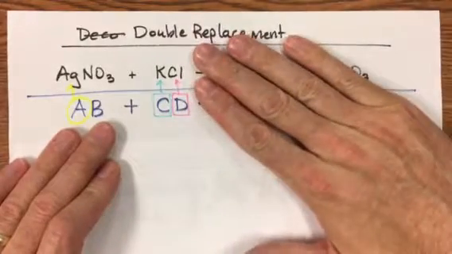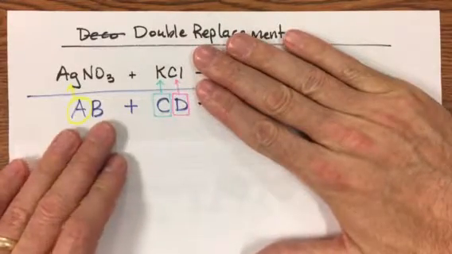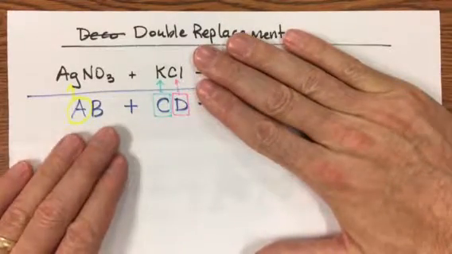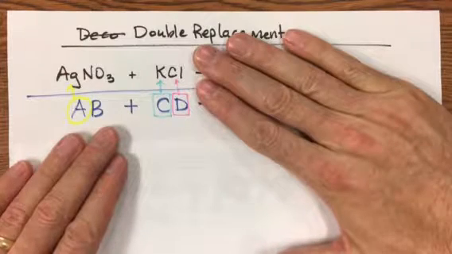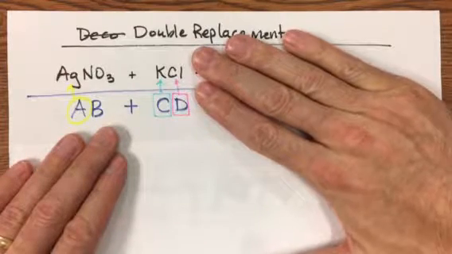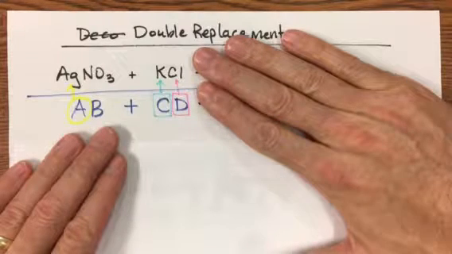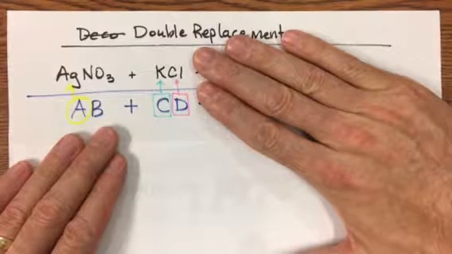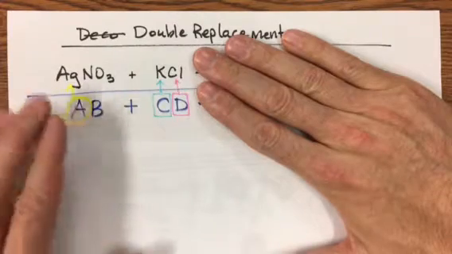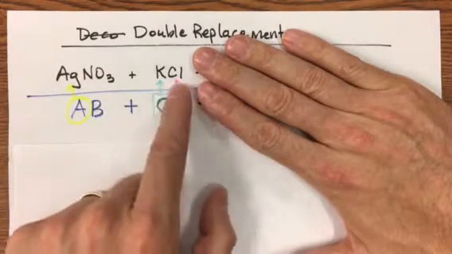You have two compounds as your reactants. And the two compounds, in all of the examples in my class, are going to be ionic compounds of some form or another. In the two compounds, you have a metal and a nonmetal, metal and nonmetal.